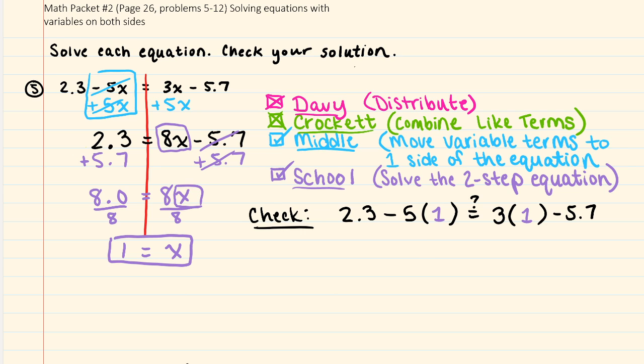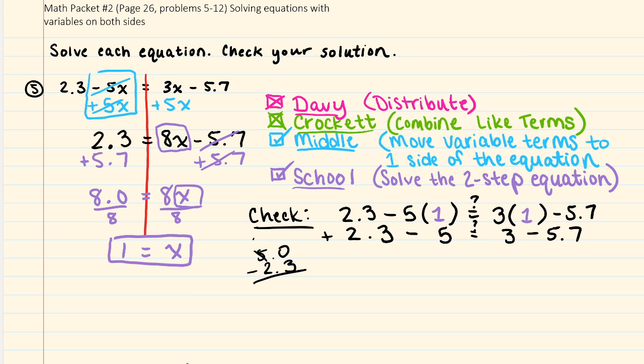Okay, then on the left-hand side, 5 times 1 is 5. That's pretty easy. Right-hand side, 3 times 1 is 3. Okay, on the left-hand side, I've got positive 2.3 and negative 5. If you remember the rap song, for different signs, you have to subtract.